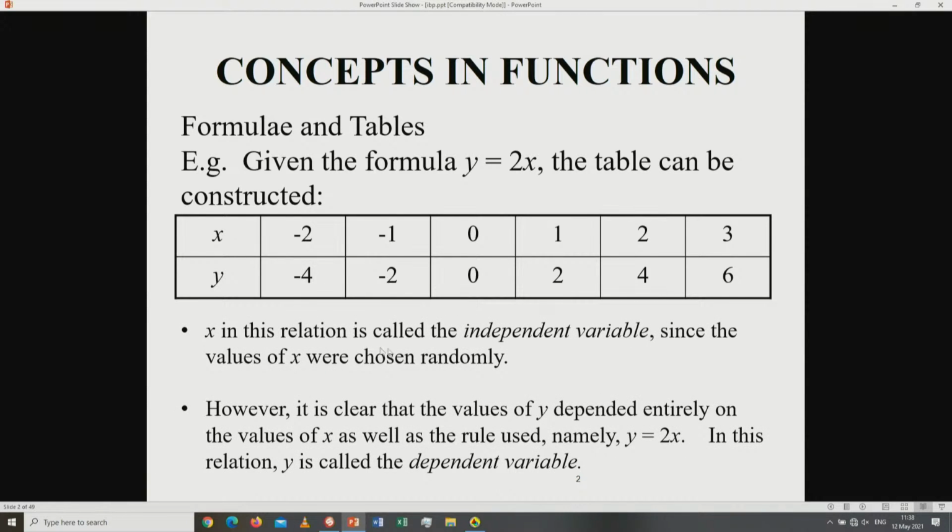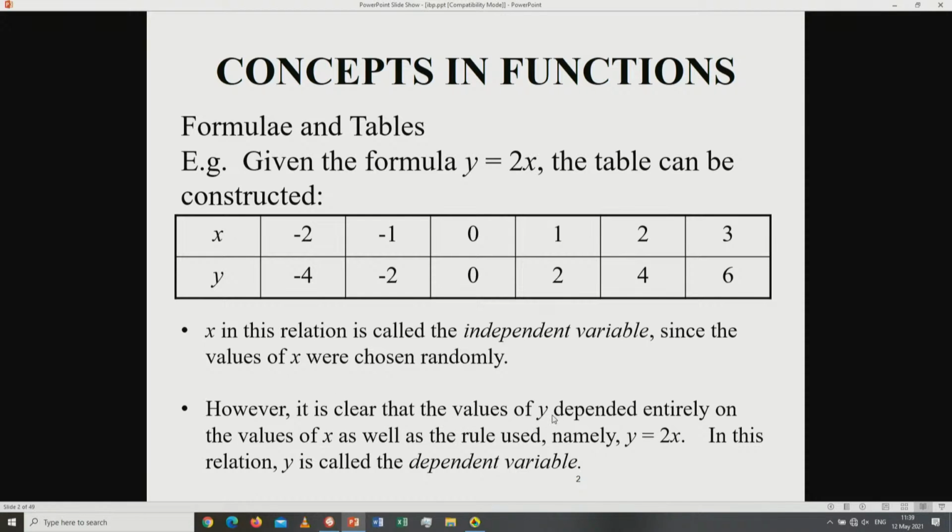But let's understand it now. What we are seeing on the table says x in this relation is called the independent variable, since the values of x were chosen. Remember, we selected -2, -1. One can go to -4, -3, -2, but we decided just to select the few that are closer to 0.